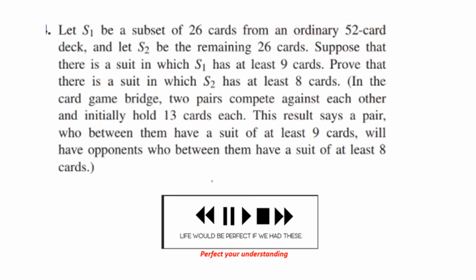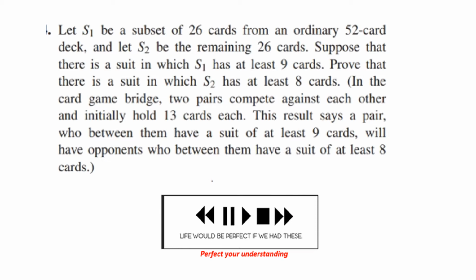While you're thinking about this, though, I would like for you to use the idea of a proof by contradiction to address this problem. We're taking an ordinary deck of 52 cards and splitting them into two equal stacks, S1 with 26 cards and S2 with the other 26 cards. Suppose that there is a suit in which S1 has at least 9 cards, and the suits are diamonds, hearts, spades, and clubs. You are to prove that there is a suit in which S2 has at least 8 cards. Here's another interpretation of that, but that's really what you're trying to prove. You know what to do.